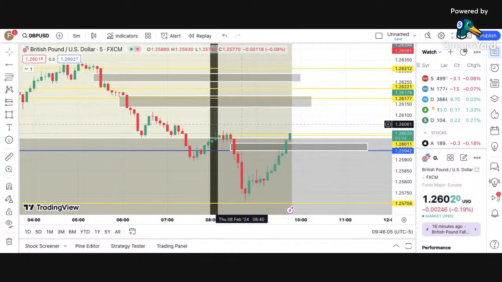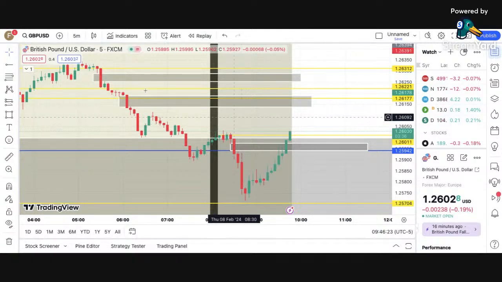As you can tell right now, we are on GBP/USD, which is the British pound and the US dollar. It's already marked up with support and resistance lines. We're not about to go over support and resistance lines right now. We're about to go over fair value gaps.